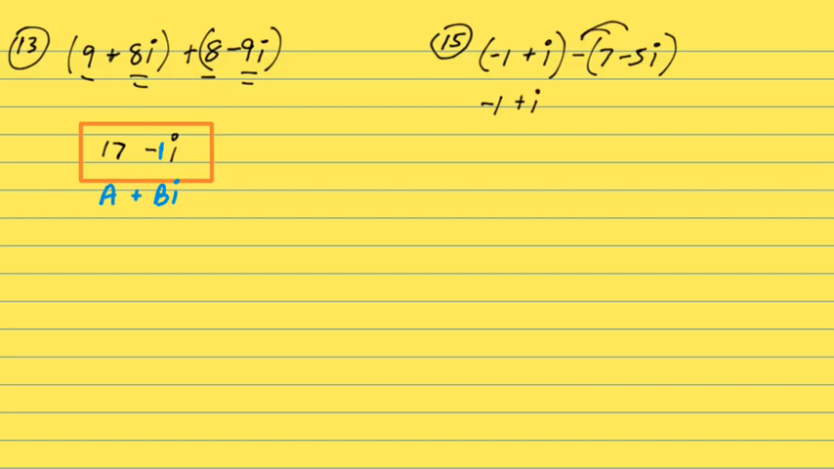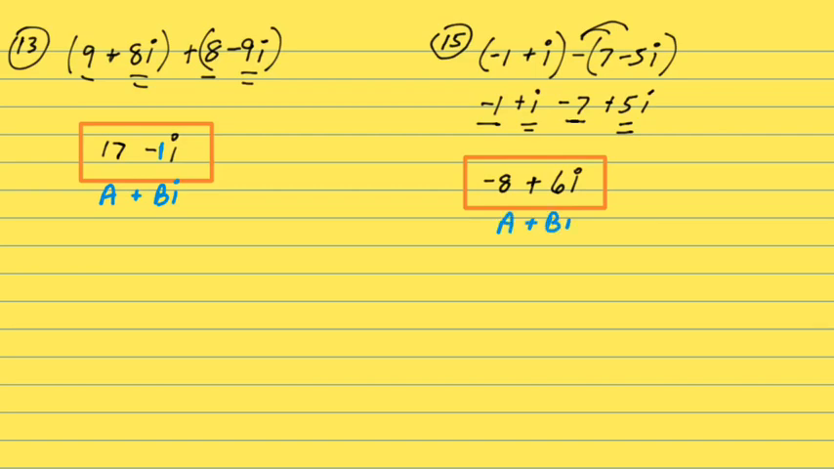I subtract by distributing the negative, which changes those two last signs. So let's do the reals first. What's negative 1 and negative 7? Negative 8. What's a positive i, 1i, and a 5i? Hopefully a 6i. And again, you should have your real number first, followed by your imaginary number.